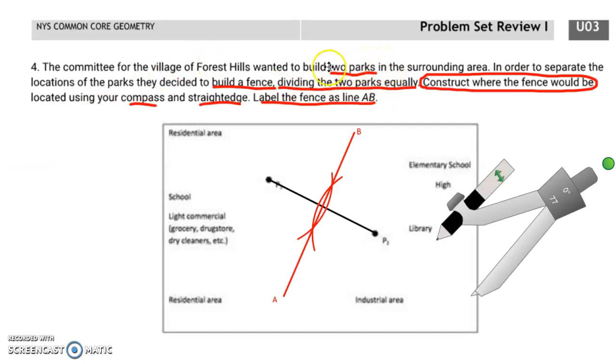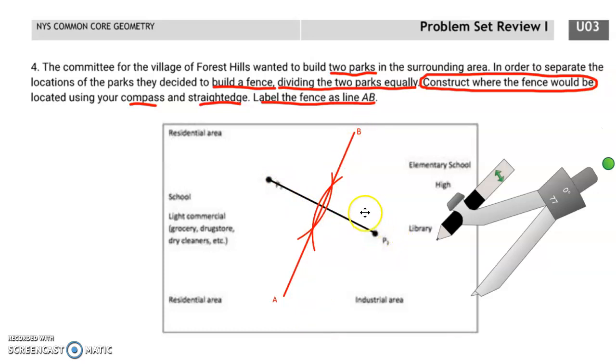Alright, essentially this question is asking you where the fence is going to be. And the fence has to be in between these 2 parks, and it divides the 2 parks equally. So the first thing I did was I drew a line segment connecting the 2 parks. That's not where the fence is going to be. That's just a line segment that represents the distance between these 2 parks. I know that the fence has to be equidistant from both of these parks.